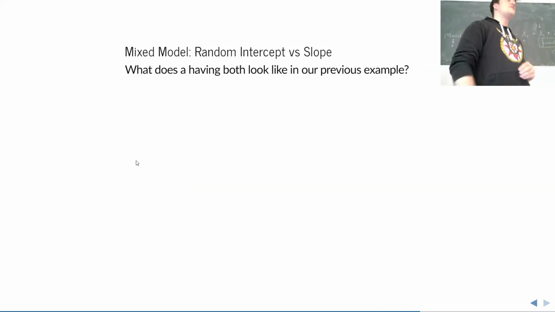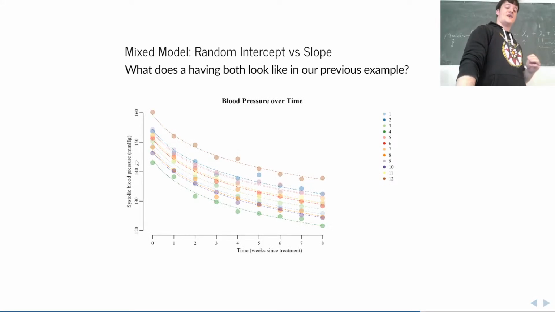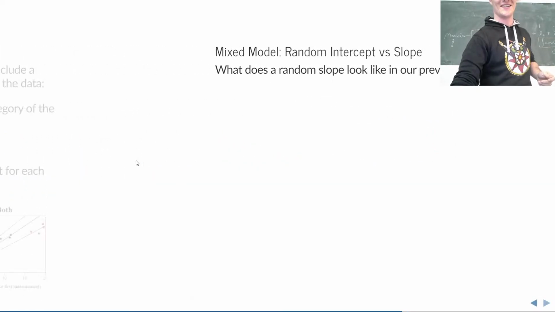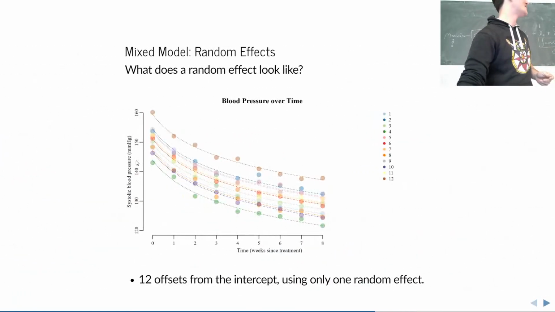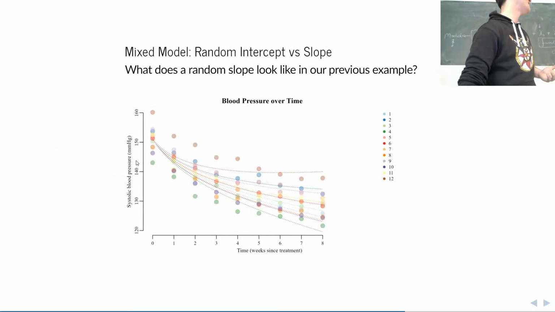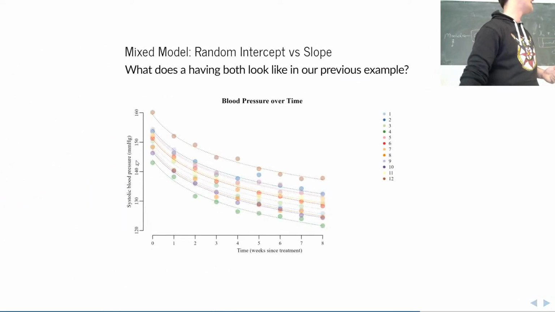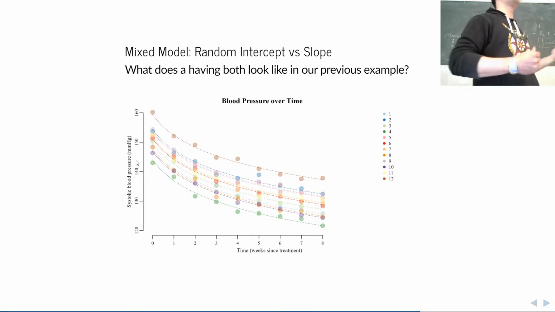So what does having both look like? Anyone have an idea? They all start out in different places and they all slope differently. Yes, they all start out differently and they all progress differently. So let's see what it looks like. It looks more or less the same as the random intercept, right? Looks more or less like this one. So why is that? Anyone have an idea? Why does it look more or less the same as just the random intercept?